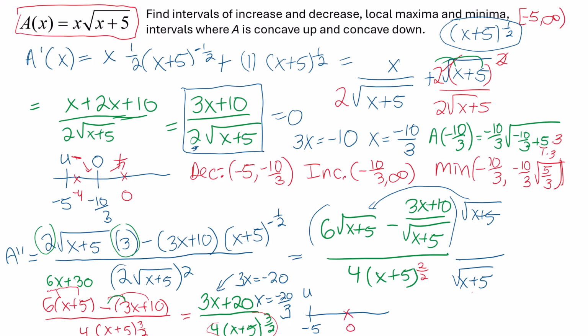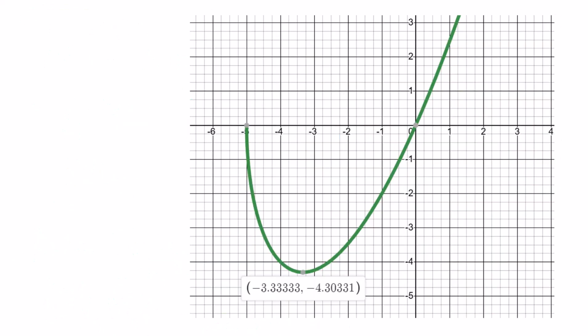And if I put that in, the denominator and the numerator are both going to be positive. So this tells me that the second derivative is positive everywhere on the domain of this function. So that tells me it is concave up from negative 5 to infinity. Now let's look at the graph of this equation and see how we did.